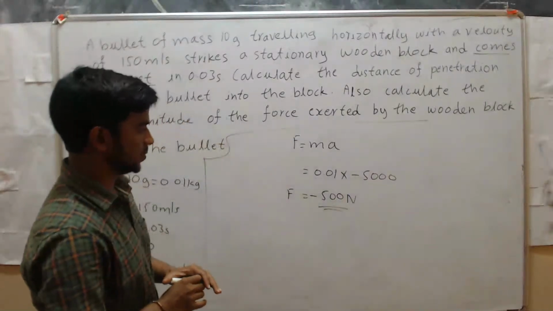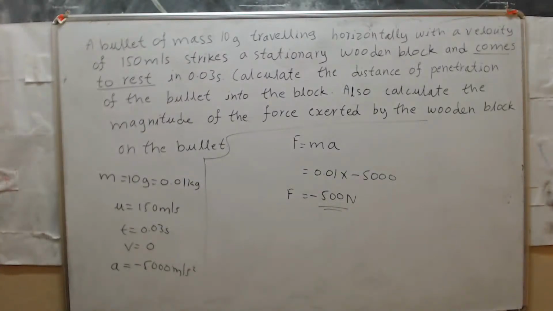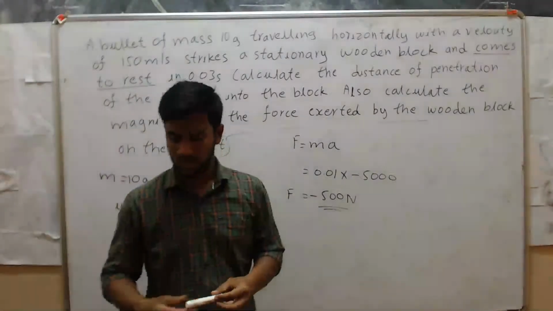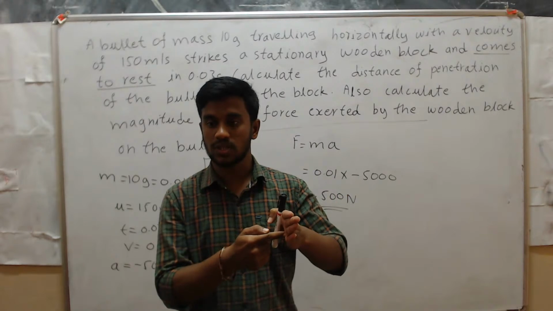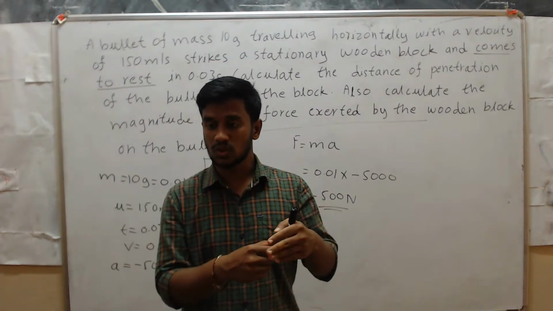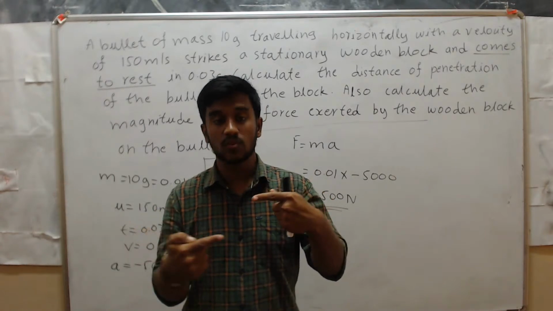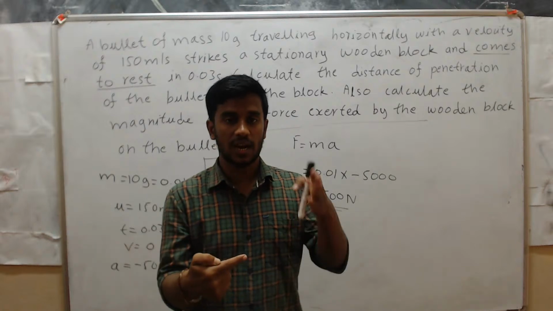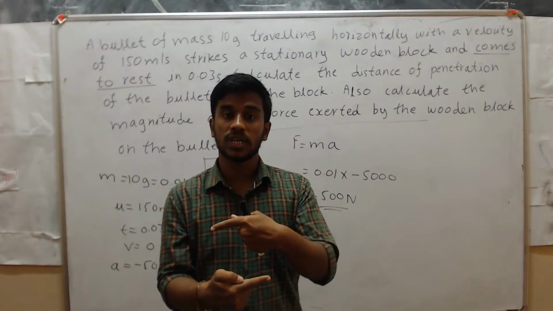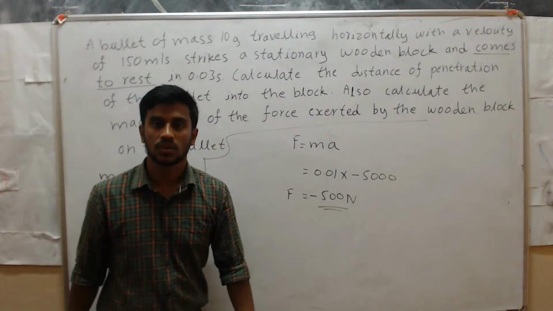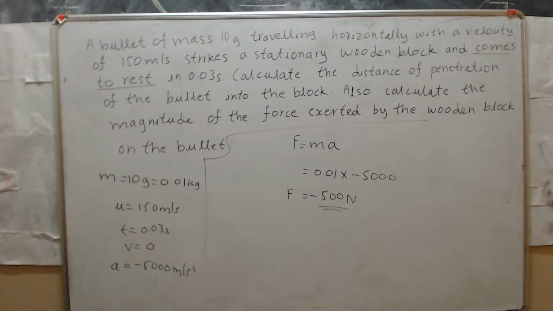So what is the meaning of this? What does the negative sign indicate? Here we got F is equal to minus 500. The bullet is moving in this direction and the wooden block is here. The bullet comes to rest, which means the wooden block applies a force against the direction of motion of the bullet. So the applied force is in the opposite direction. That's why we got negative.